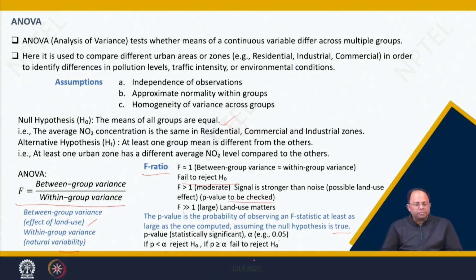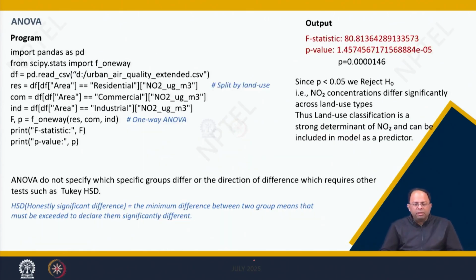So let's see an example over here. We are doing this via Python code. We import pandas as pd, and from scipy.stats import f_oneway. That's the function from the scipy library. Then we store the data in df, the data frame, and then what we do is first split the data as per the land use. That means we take each of these, residential for example, where within df the area is equal to residential, we take the NO2 values of that and store them in res.